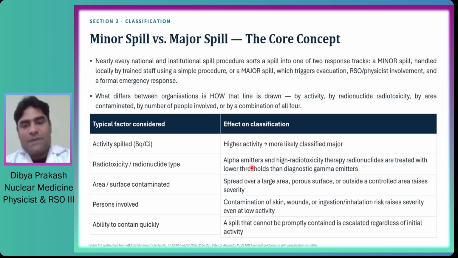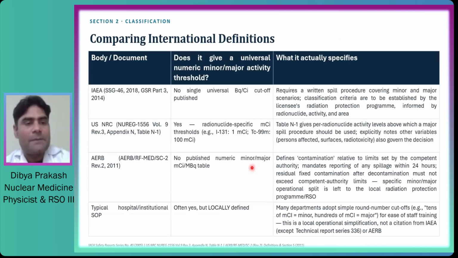If the contamination involves skin, wound, injection, or inhalation risks that are severe in nature, then even with low activity it will be termed a major spill. And regarding the ability to contain quickly, a spill that cannot be promptly contained is escalated regardless of its initial activity. So in that case also it can be termed a major spill.